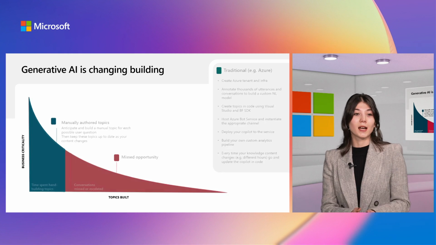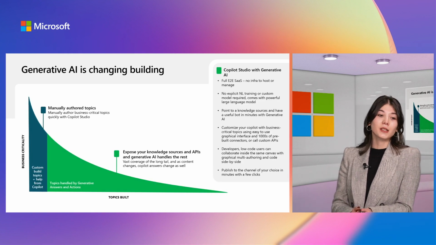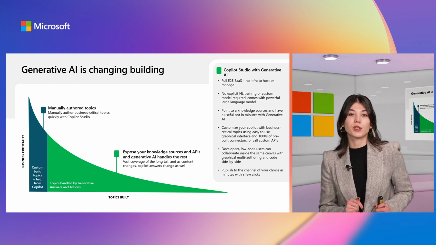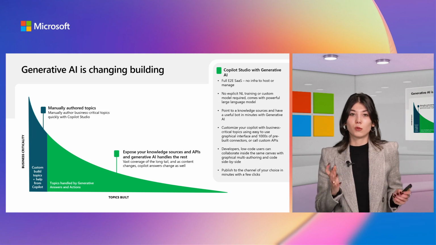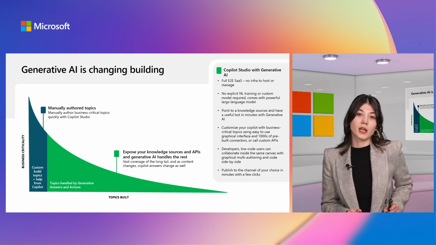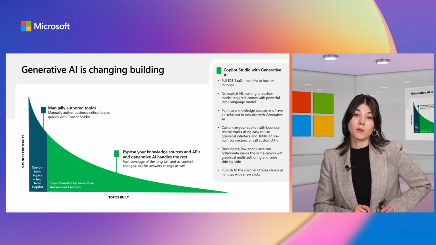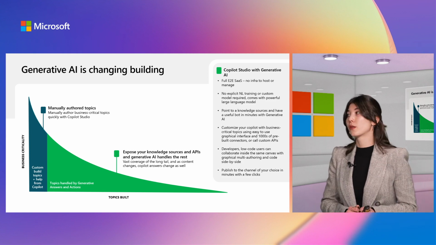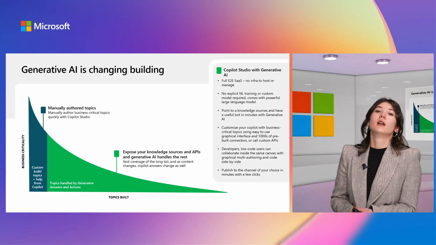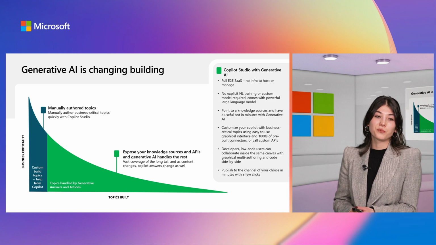Whereas what we're seeing now with generative AI is the possibility to have authored topics. So 20% of authored topics that you want to hard code, and then really 80% of questions that would be taken by generative AI with very concrete responses based on your data knowledge and data sources.